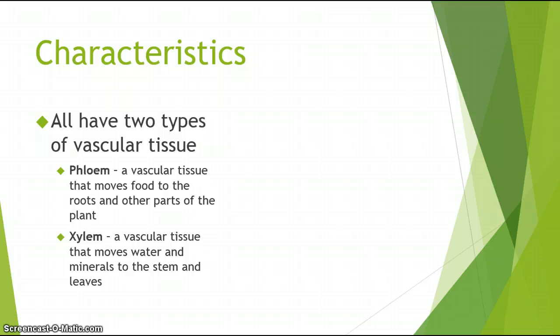Its characteristics all have two types of vascular tissues: the phloem, a vascular tissue that moves food to the roots and other parts of the plant, and the xylem, a vascular tissue that moves water and minerals to the stem and leaves.